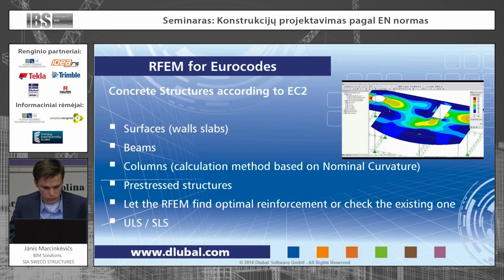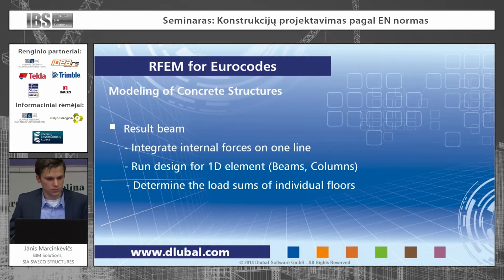So let's talk a bit more about modeling. One very cool feature of RFEM, which I, as a precast structure designer, appreciate very much, is called the result beam. The idea behind it is, for example, you have a building modeled of surfaces. So of course you can calculate with bended elements like slabs. It's more or less a clear situation. But then what to do with the walls? What to do with the lintels, for example, or the wall itself as a compressed element.